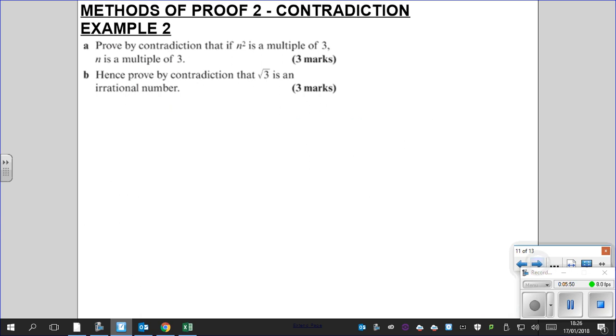Part B, a little bit more in part B. Remember that it says hence, which suggests I should use my previous information. Okay, so I'm going to prove by contradiction that root 3 is an irrational number, and this is a common thing, prove that something is an irrational number. So it's important to know what an irrational number means. An irrational number means that you cannot write it as a fraction of one integer over another. So I can't write root 3 as a fraction.